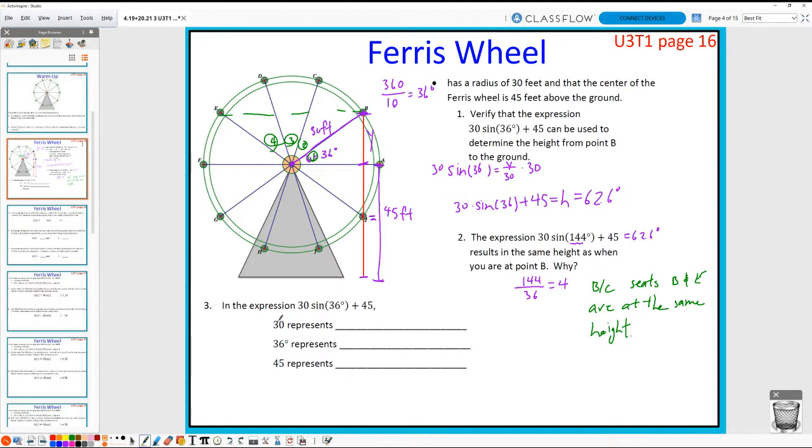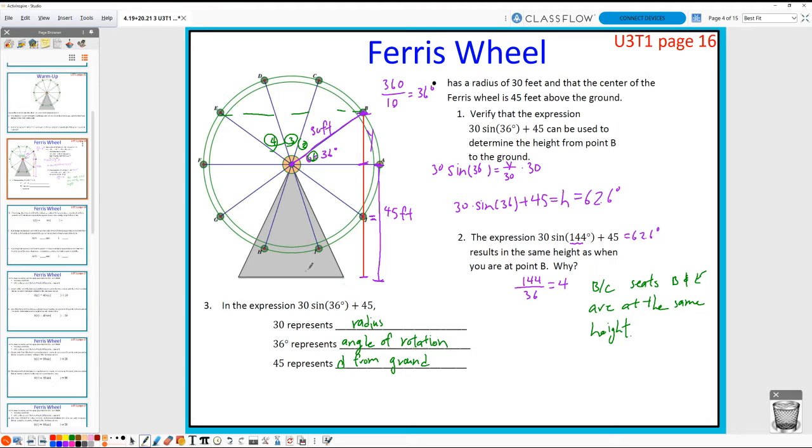For now, let's take a look at this expression and try to figure out a general formula, which we kind of did, but not really. We know the 30 here stands for the radius. The 36 represents the angle of rotation. And the 45, now the 45 later on we're going to see more like a translation, like how much do we move up? It's a vertical translation. For now, I'm just going to say D for distance from the ground, or distance center to ground.